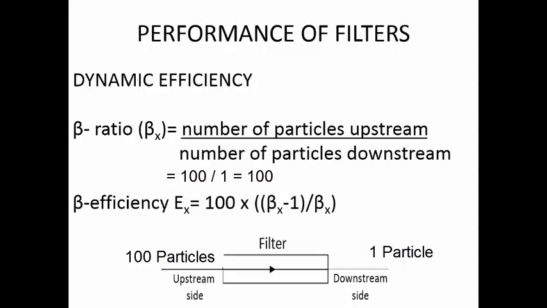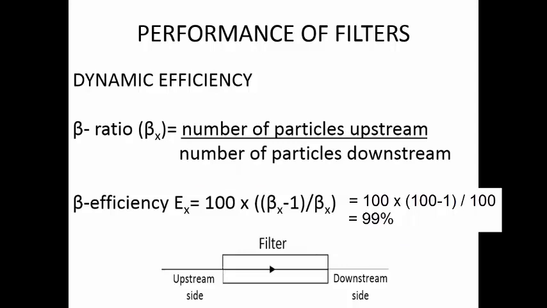Now, what is beta efficiency? Beta efficiency is equal to (beta x minus 1) divided by beta x. So, here 100 minus 1, that is 99, divided by 100. So, that is equal to 99 by 100. If you multiply with 100, you are going to get 99%. So 100 particles here, 1 particle is going out. So you are going to get 99%.